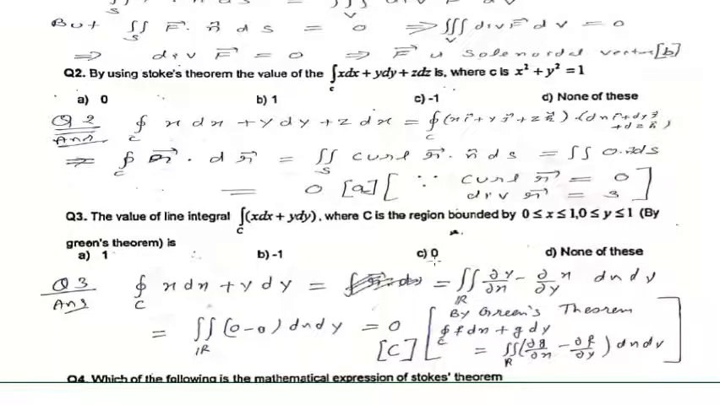Now let us go for the next one, the third one. Again you are given a line integral and you are asked to use Green's theorem. Green's theorem is nothing but Stokes theorem in 2D. Here if z is not there, then you can use Green's theorem. So what is Green's theorem?